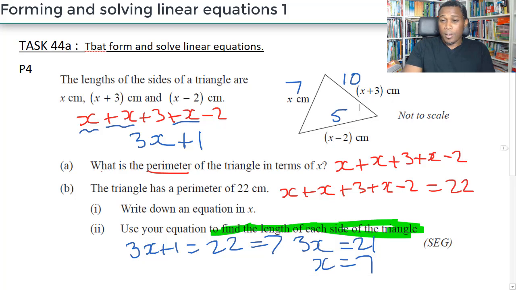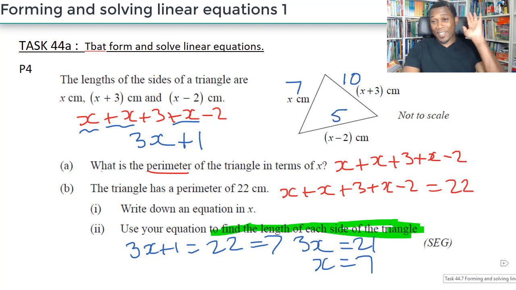Okay, so that's that one there. We have that, and I almost got caught there with finding just x and not the length of every side. Okay, I almost got caught. Hands up, almost got caught. Did you get caught? Right, let's go again.